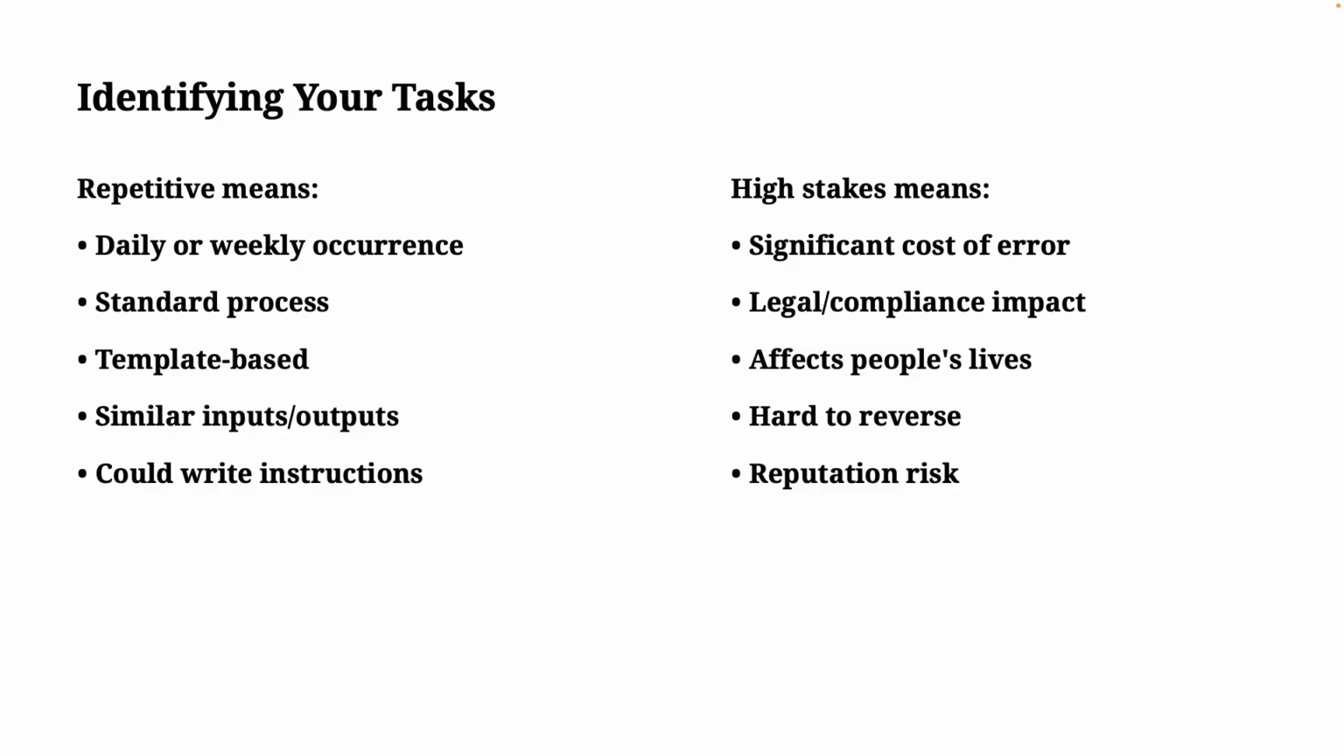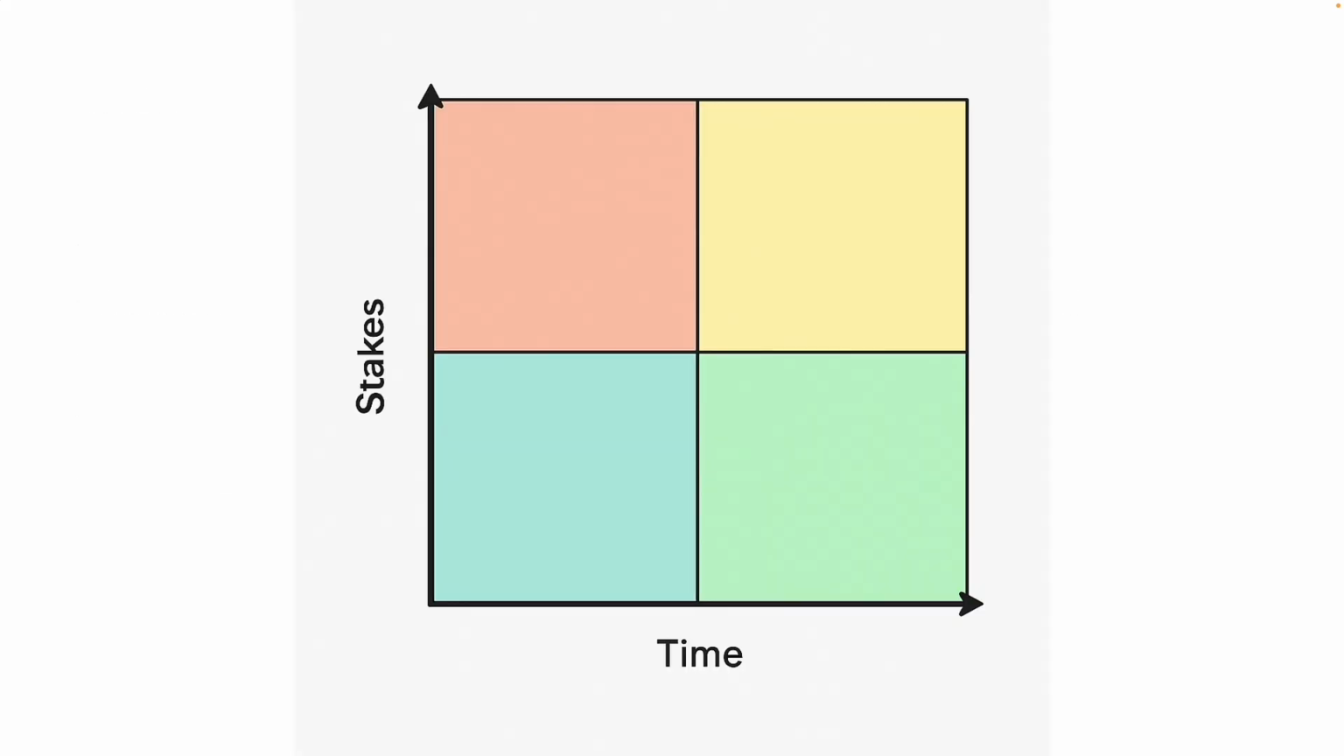Now, if we think of stakes, what do I mean by high stakes or low stakes? High stakes means significant cost of error. It means legal or compliance impact, affects people's lives, hard to reverse, or some reputational risk. So these are just some of the ideas as you think through the tasks that maybe could be augmented or offset by AI-based solutions. Now, you can use this framework to come up with your own tasks.